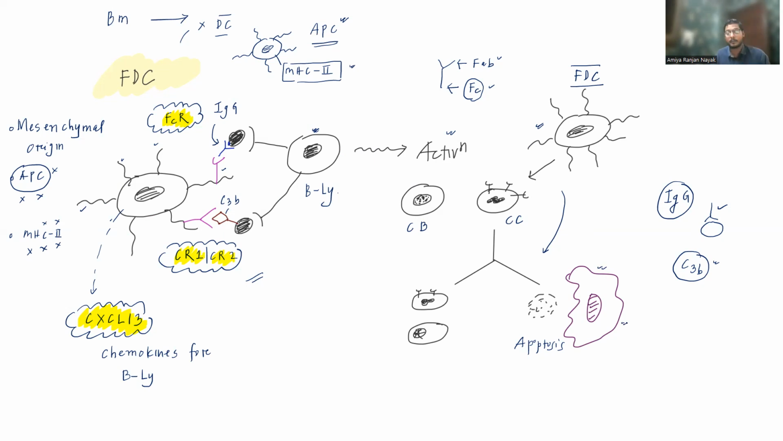So this is the function of macrophages in the cortical area. Also, macrophages act as antigen presenting cells. So these are the important functions of macrophages in the cortex: they act as antigen presenting cells and they also help in apoptosis.